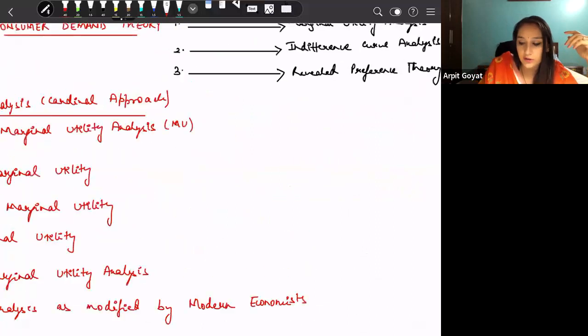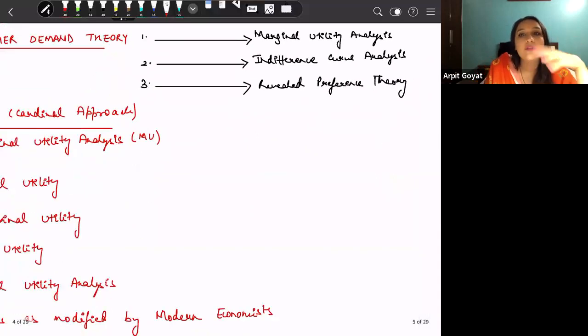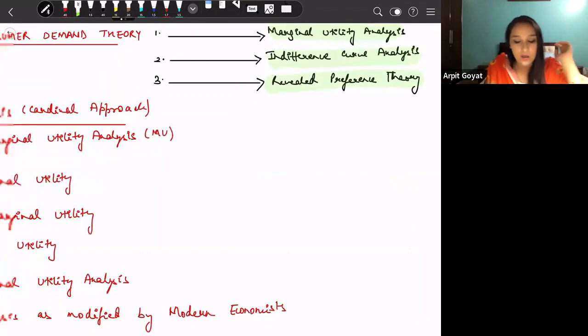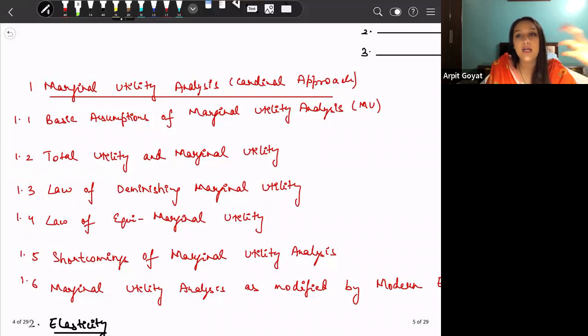See, in consumer demand theory, we have 3 types of theories that are generally associated. First is marginal utility theory. Second is indifference curve analysis, and third is revealed preference theory. So we will do all these theories. Let's discuss what we will do in marginal utility analysis. This is also termed as cardinal approach. Indifference curve analysis को ordinal बोलते हैं, marginal utility analysis को cardinal बोलते हैं. Ordinal क्योंकि हम सिर्फ ऑर्डर करते हैं indifference curve को, cardinal क्योंकि हम मेजर करने की कोशिश करते हैं.